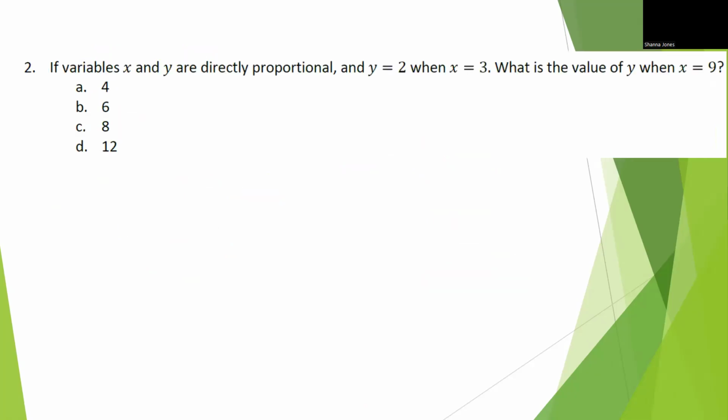All right, next. If variables x and y are directly proportional and y equals 2 when x equals 3, what is the value of y when x equals 9? Now, the directly proportional thing, like what big words we have, but don't be afraid of them. All that just means is that there is an equal change in the x as there is an equal change in the y. In Algebra 1, you guys should have talked about it as meaning y equals k times x. But we're not even going to worry about Algebra 1. We're going to go back to 5th and 6th grade math.